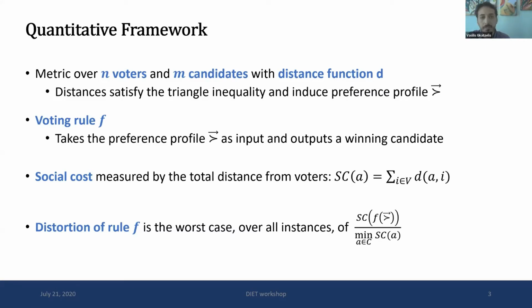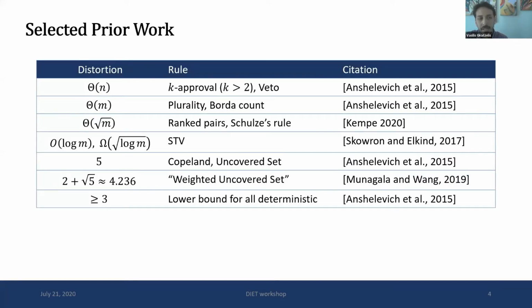And this is just a copy of the tables that Elliot also included earlier, summarizing some of the results in this literature, with the most relevant ones to this paper of ours being the last two. So the paper by Kamesh and his student Wang, who managed to go beyond the distortion of 5, by achieving this 4.2 and providing a new voting rule, and the lower bound of 3, which we know is the best.